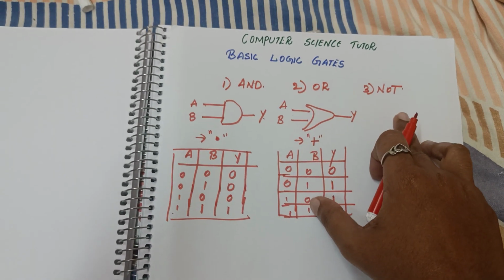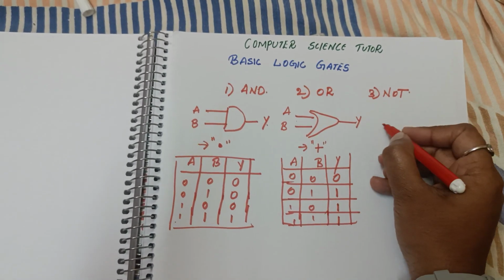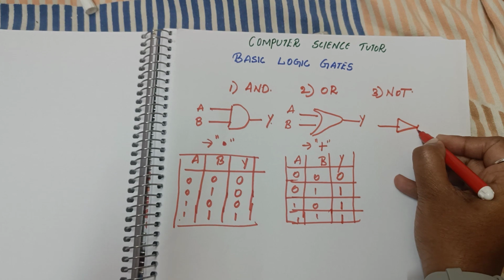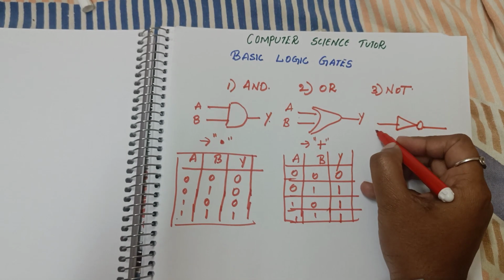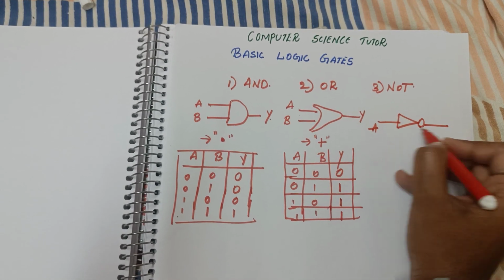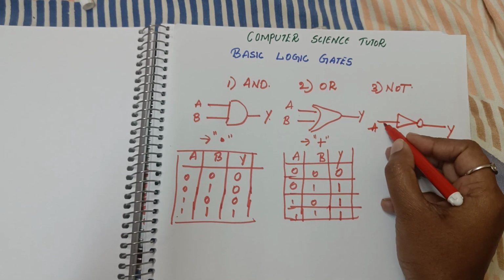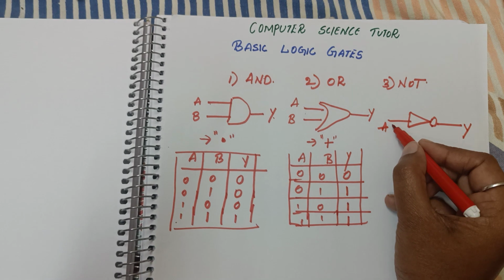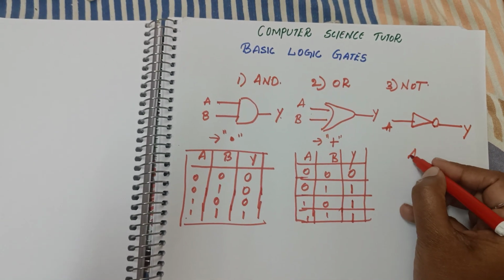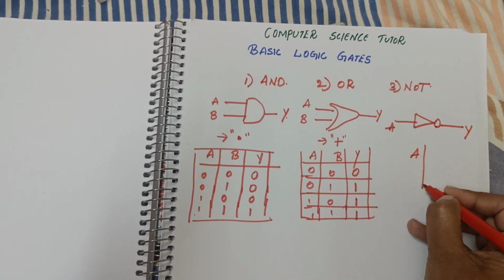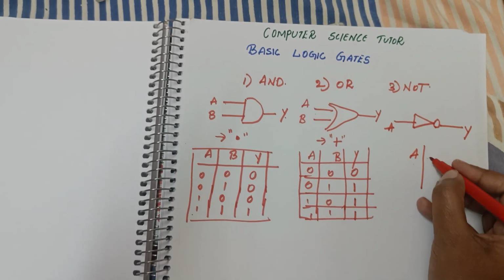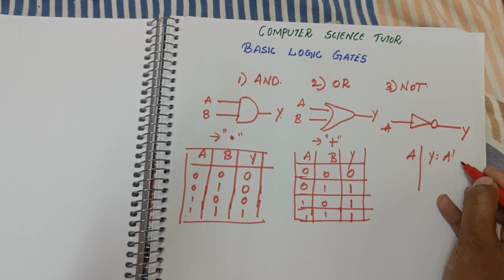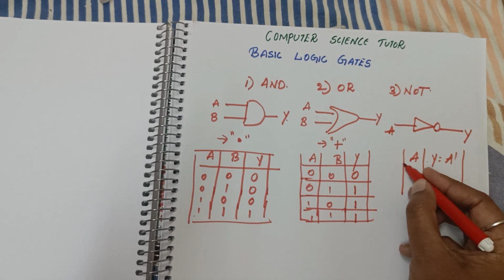So last one is NOT gate. NOT gate is denoted like this. So remember students, here it always has only one input and one output. We can't give two or more than two. It should be only one input. So let me know the truth table. So only one input is there. So Y is equal to A dash. A dash means it is the opposite of A.